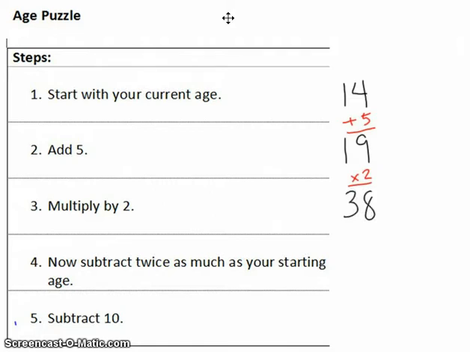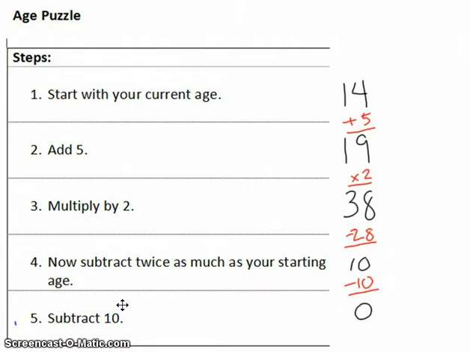Now the fourth step was the confusing one to many of you. You were supposed to subtract twice the age that you started with. So in this case, you subtract twice 14. In other words, you subtract 28. So 38 minus that 28 gives you 10. That last step was to subtract 10, and that student ended up with 0.